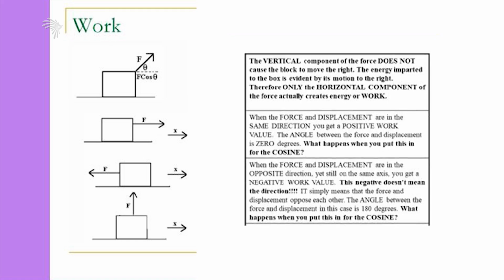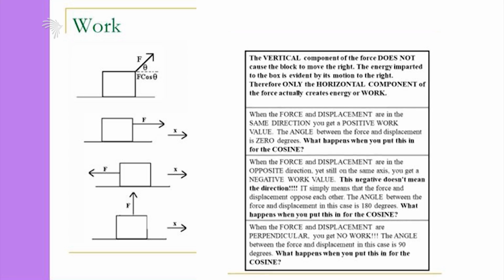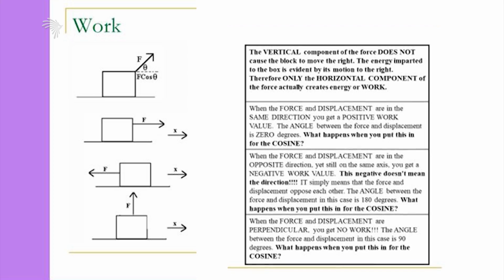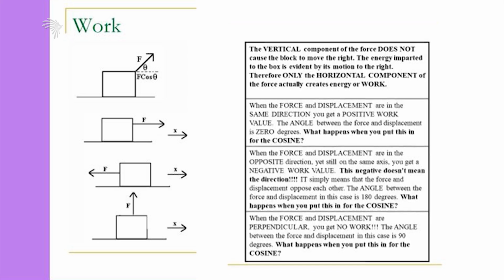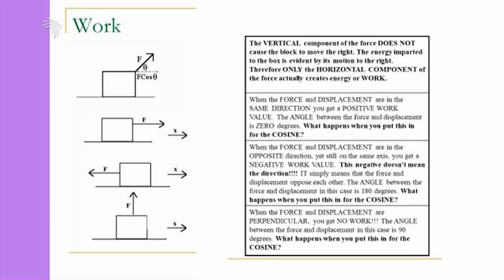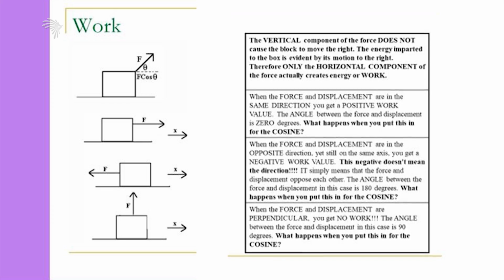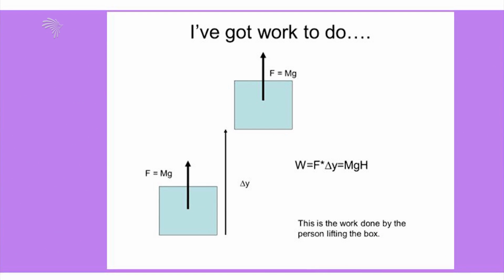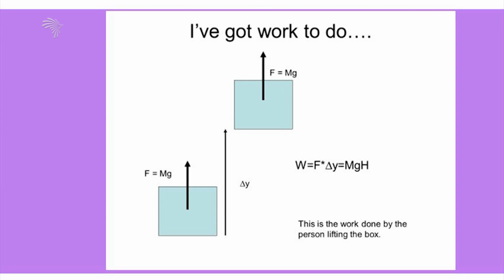And for the last one, the force and the displacement are perpendicular, and therefore you get no work because the angle between the force and the displacement is 90 degrees, meaning cosine of 90 is 0, and therefore there is no work done. Now we define that if the force and the displacement are parallel to each other, you can simply multiply the magnitude of the force with the magnitude of the displacement to calculate work done.